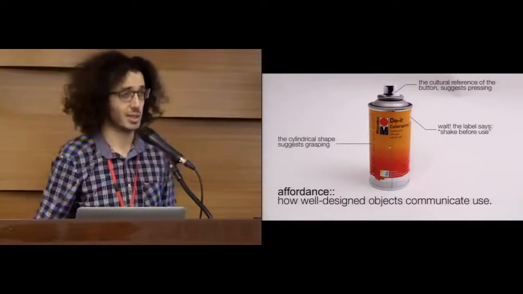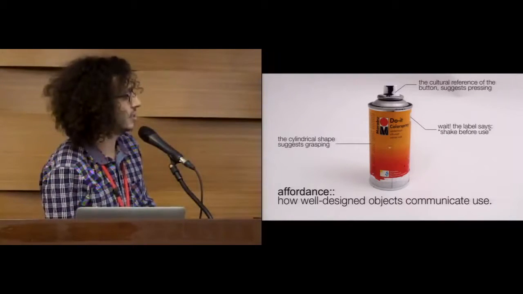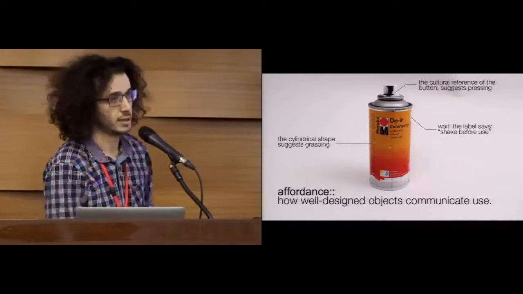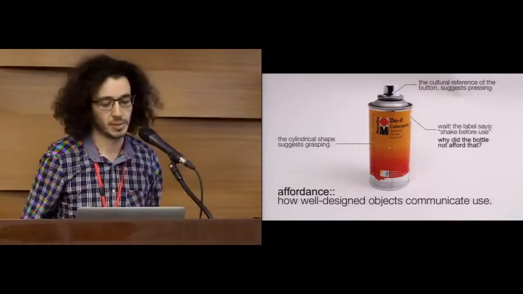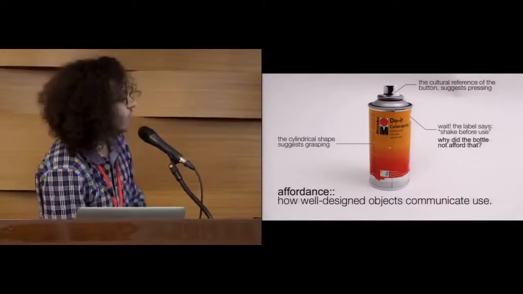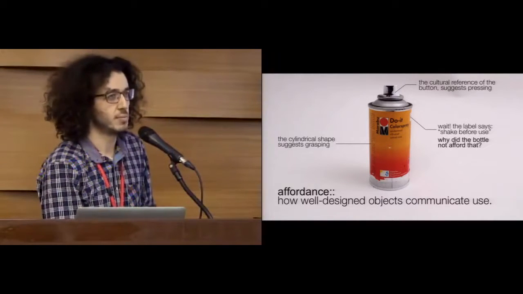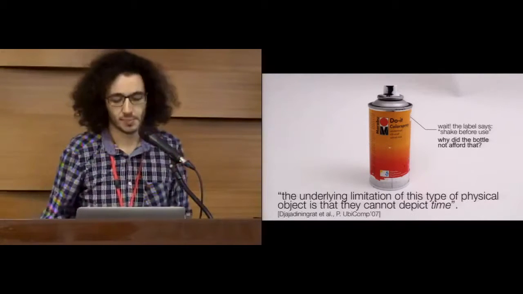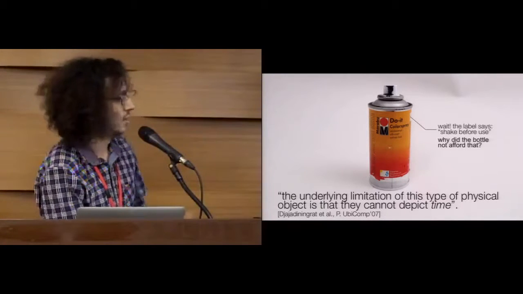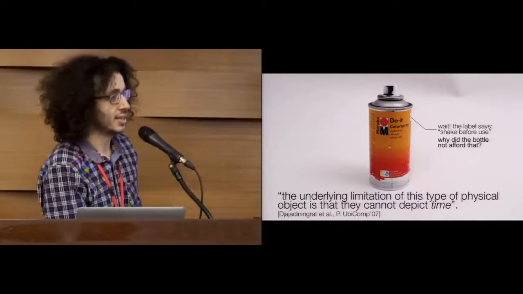But now the trick is, well, nothing except the label says that, wait, you've got to shake before you use it. Right? That's the designer that put it there on the spray can. So me and Patrik started wondering, well, why did the bottle not really afford that? Why did the bottle not inform me of that? And the reason is that the underlying limitation of these types of physical objects is that they cannot depict time.